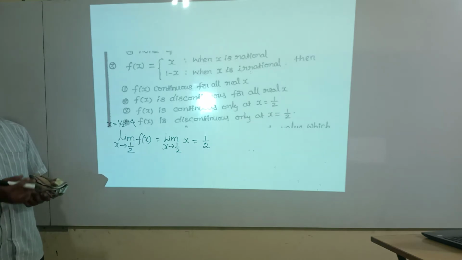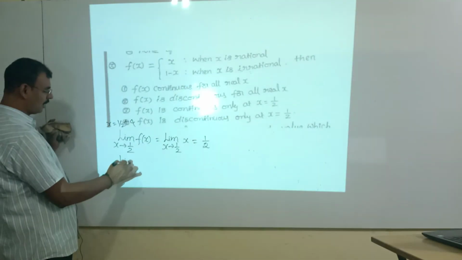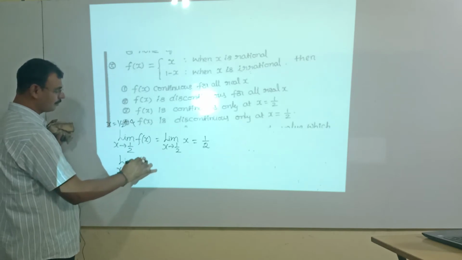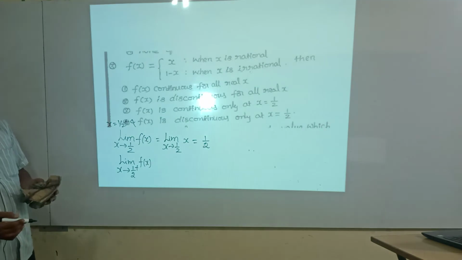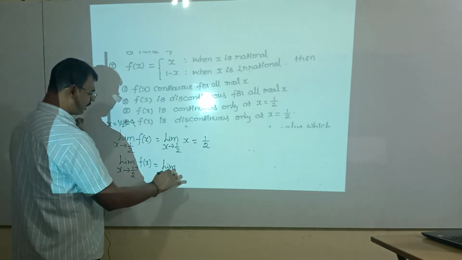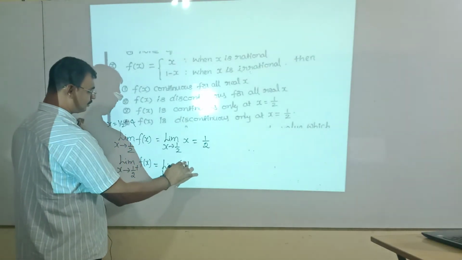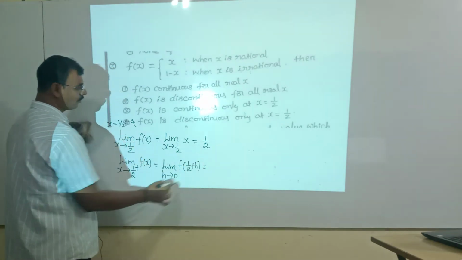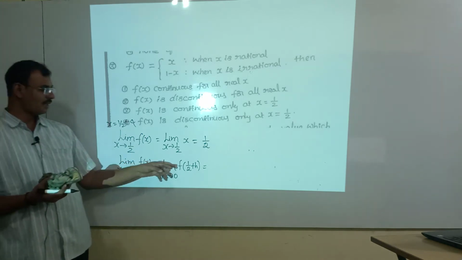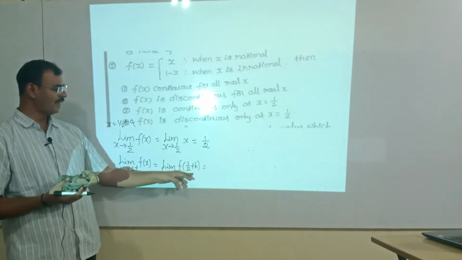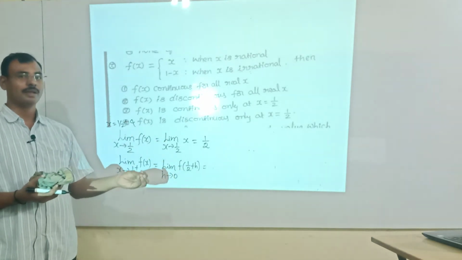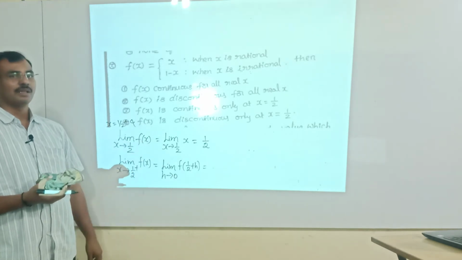So that should be what? Rational number. For example, I would have either subtracted or added 1 by 2 plus h. This is also we can write as limit as h approaches 0 of f of 1 by 2 plus h. Okay. Is it a rational number? No, it is always an irrational number. Something number added here, root 3, 0 point something added, so it becomes an irrational number.